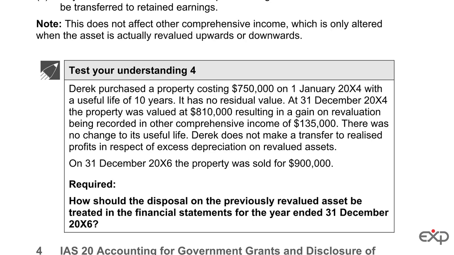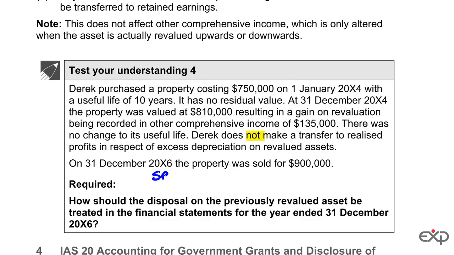from the financial statements. Here we have Derek that bought a property costing $750,000 on the 1st of January with a useful life of 10 years. It's got no residual value, and at the end of December the property was valued at $810,000, resulting in a gain on revaluation of $135,000. There was no change to the useful life. We do not make a transfer like we've just seen in the previous Test Your Understanding. And at the December X6, the property is sold for $900,000. We've got to work out how this is accounted for.